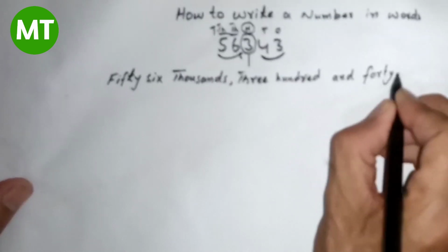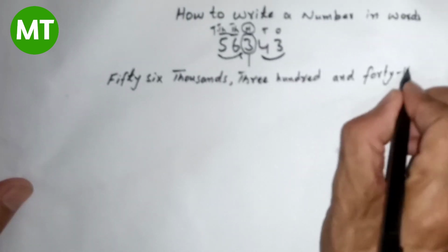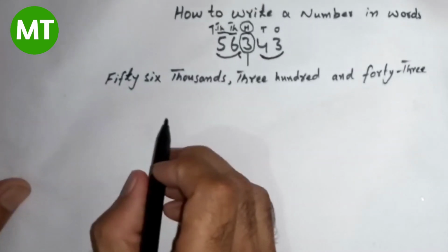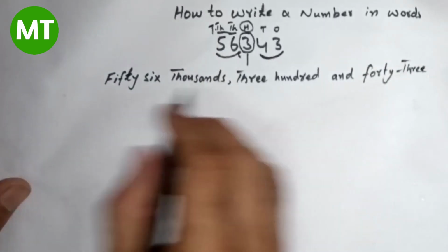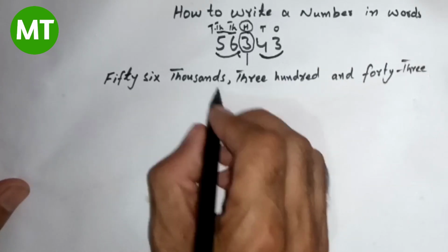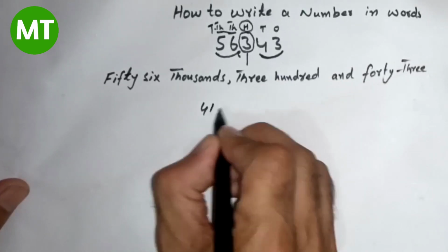And there is no need to write its place value because we know that in 43, 4 is tens and 3 is ones. So that is how we can convert a number into words. Take another example.